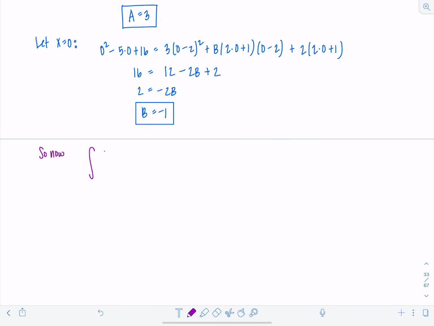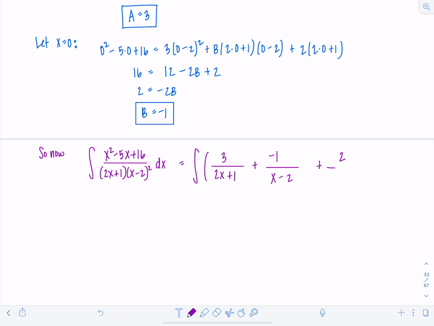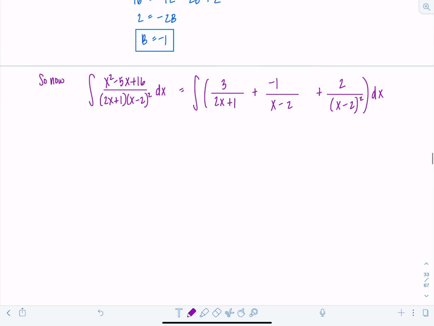So now let's put it all together. Remember, originally we needed to integrate x squared minus 5x plus 16 over (2x plus 1) times (x minus 2) squared dx. And now that we found a, b, and c, I can rewrite this as 3 over 2x plus 1, plus negative 1, that's b, over x minus 2, plus 2 over (x minus 2) squared dx. All right, now each of these we can actually integrate pretty easily.